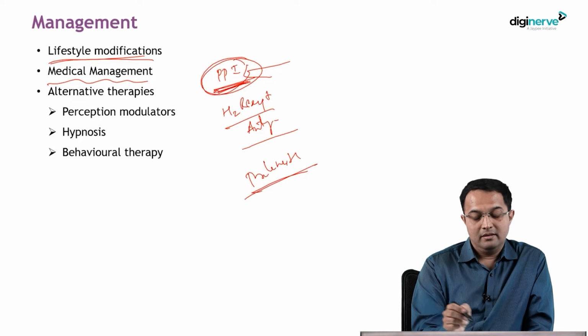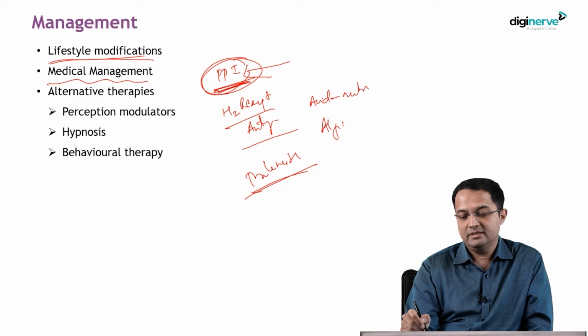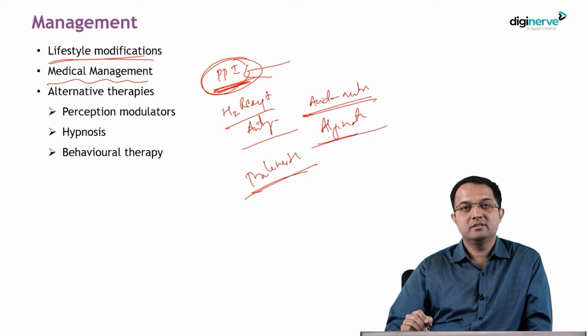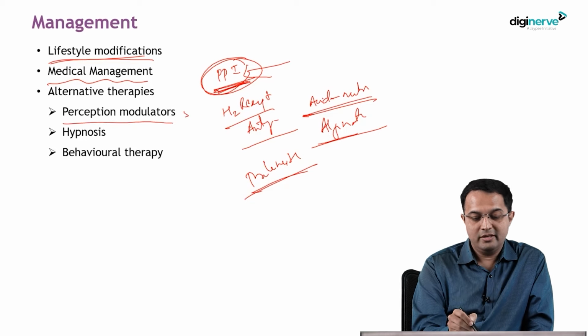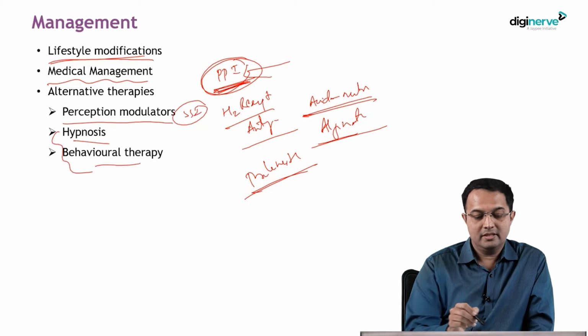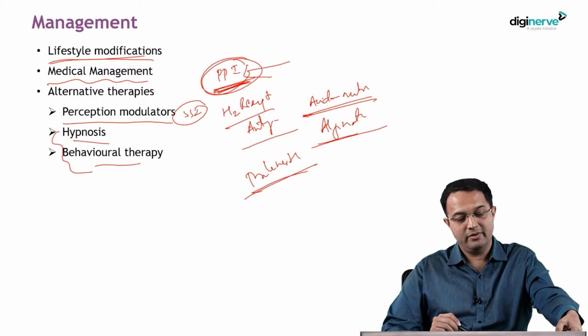Then there are some other favorite things. What we generally prescribe are acid neutralizing preparations, like alginate preparations, the syrups. We generally give these preparations to the patient, so they can be used. What are the alternative therapies? There is receptor modulation, where you can use SSRIs, and then hypnosis and behavioral therapy. So these are the other modalities. I am just telling these things for academic interest, but we don't use them very often.